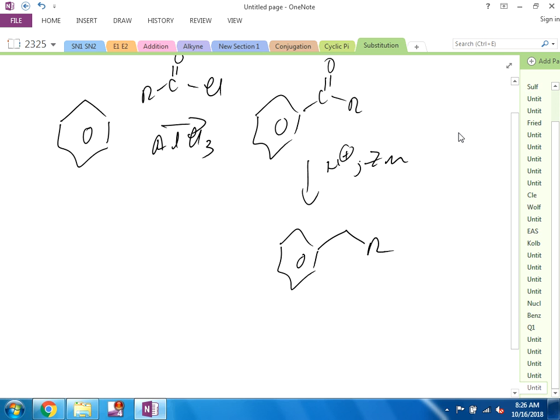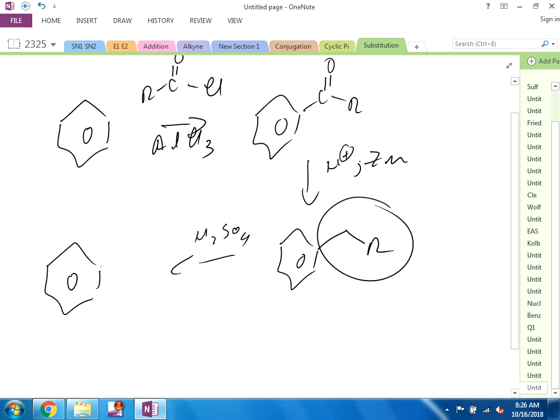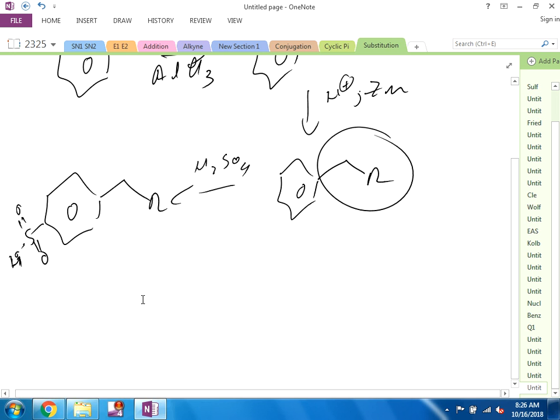So we're at this stage right here. What kind of director is this? Is this an ortho-para or a meta director? It's not a new question, I just asked it a few minutes ago. What is it? Ortho-para director. So now I'm going to put in the fuming sulfuric acid. Where is it going to go? Okay, and then now I can go ahead and put the nitro group in there.